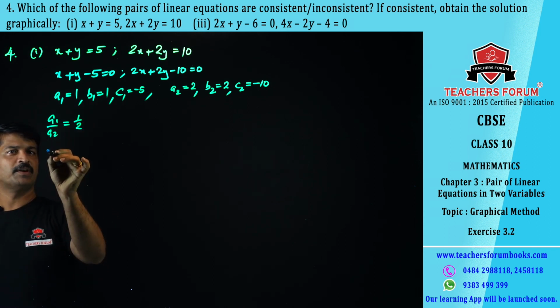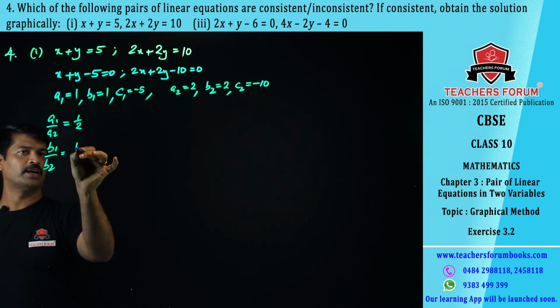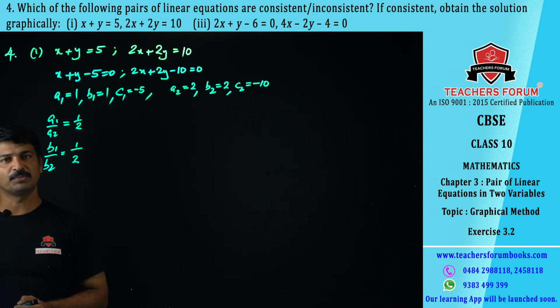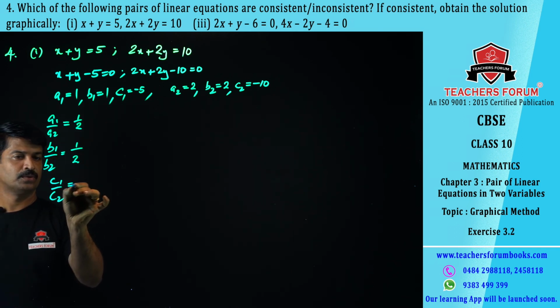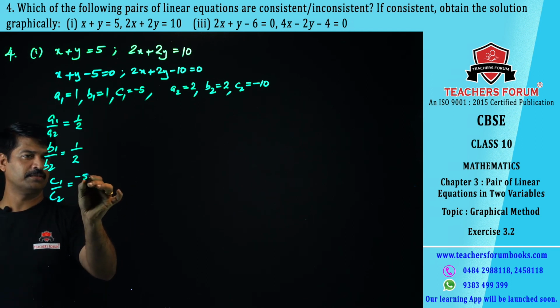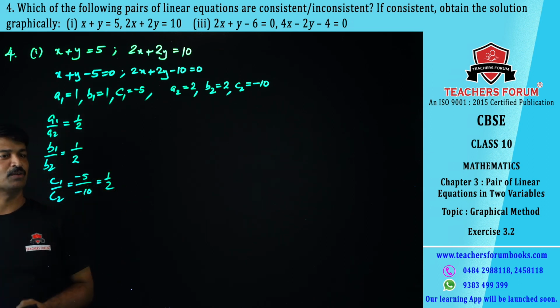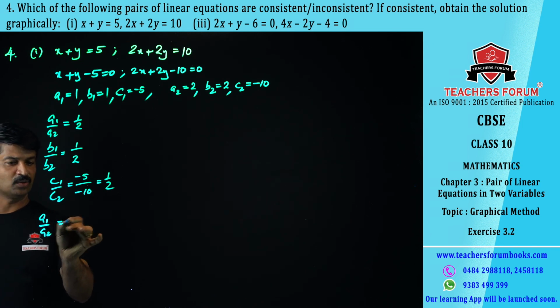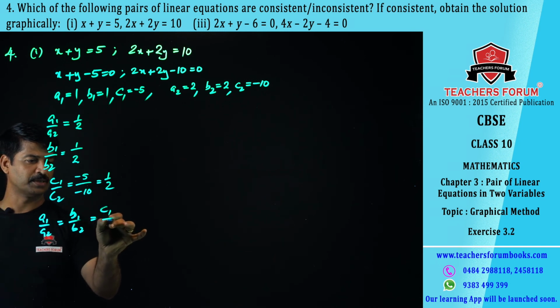Okay, what is b1 by b2? b1 is 1, b2 is, sorry, 2. So the ratio b1 by b2 is 1 by 2. What is c1 by c2? c1 is minus 5, c2 is minus 10. The minus gets cancelled, 5 by 10, that is 1 by 2. See what you conclude from this. Here we get a1 by a2 is equal to b1 by b2 is equal to c1 by c2.